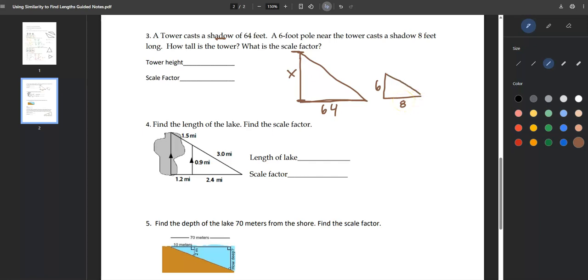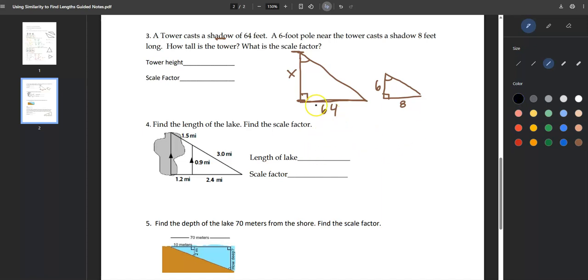And these two triangles are similar because of our angle. The angles, first off, as we go here, those are perpendicular, and then the angle that the sun is shining down is going to be the same. So angle would be this, okay? So what we want to do is set up a proportion for this and then solve that proportion.